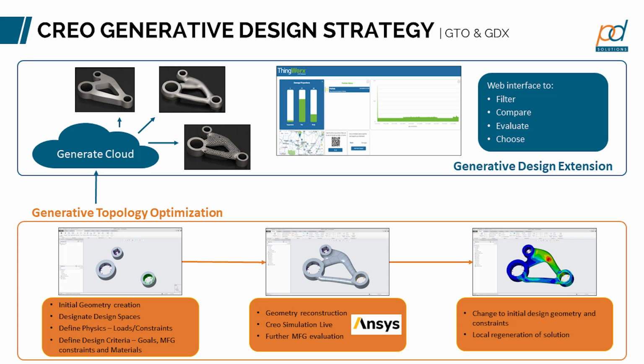For instance, which design is strongest, which design is cheapest, which design is easiest to manufacture. So you can look at various different criteria based upon this cloud version of the software. And then when you've chosen your design, you can download it back onto your local PC and do other analysis types with it.